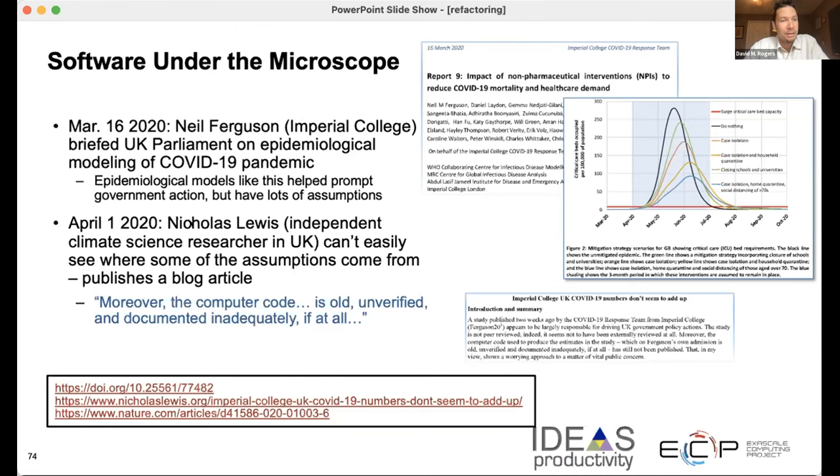Nicholas Lewis, an independent climate science researcher, looked at the code and said, I can't easily see where your assumptions come from. By looking at your code, it's not at all clear. And so he called it unverified and inadequately documented, if at all, although he's from a different field. So again, science versus coding style clashes a little bit here.